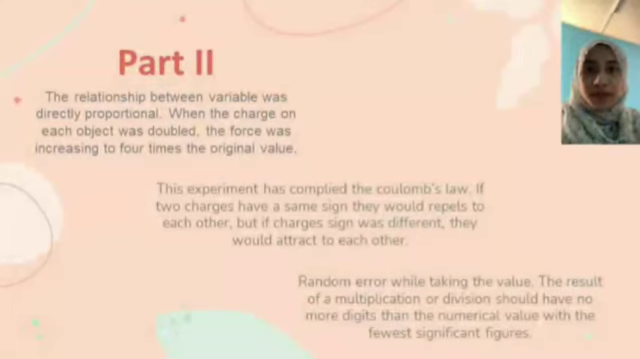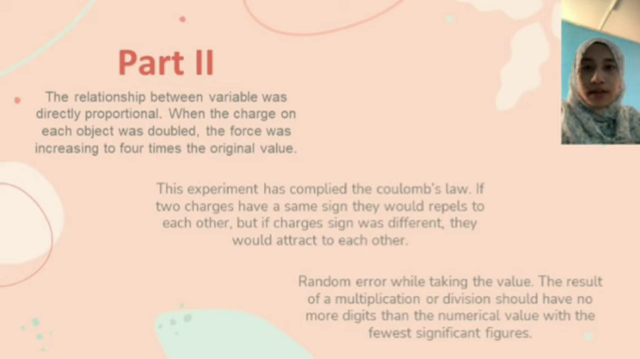Now we move to part 2. The relationship between variables was directly proportional. When the charge on each object was doubled, the force increased to 4 times the original value. This experiment complied with Coulomb's law. If two charges have the same sign, they would repel each other. But if the charge signs were different, they would attract each other.